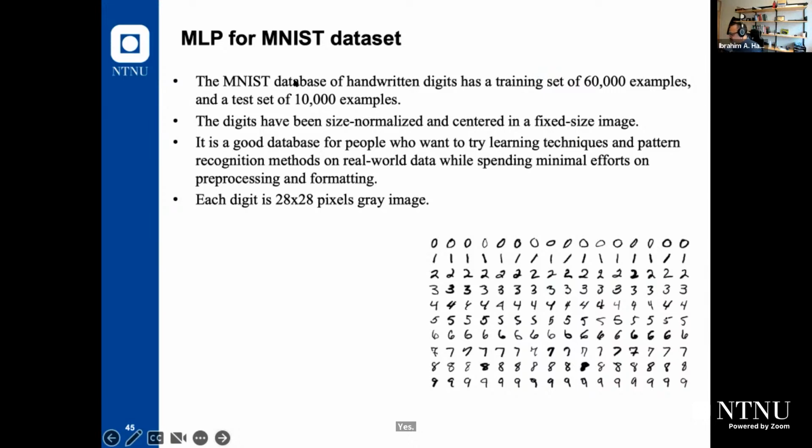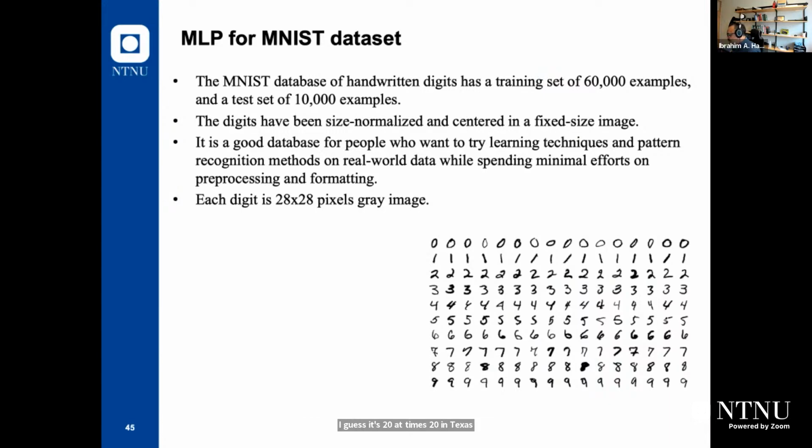The MNIST dataset is handwritten digits, which has a training set of 60,000. It's already divided, by the way. If you import it from sklearn, it's already divided into 60,000 examples for training and 10,000 examples for test. The digits have been size normalized and centered in a fixed size image. If you try to Google the MNIST dataset, it has been done by many people, and they fit those images into a fixed size. I guess it's 28 times 28 pixels.